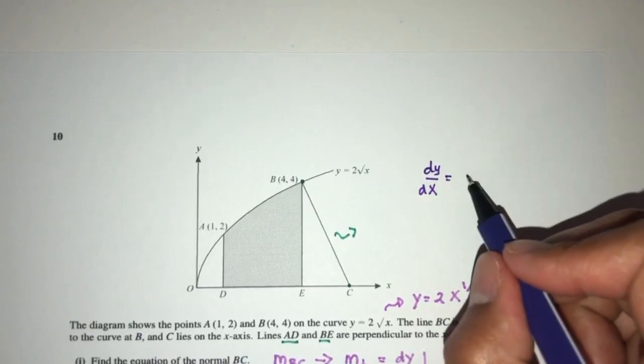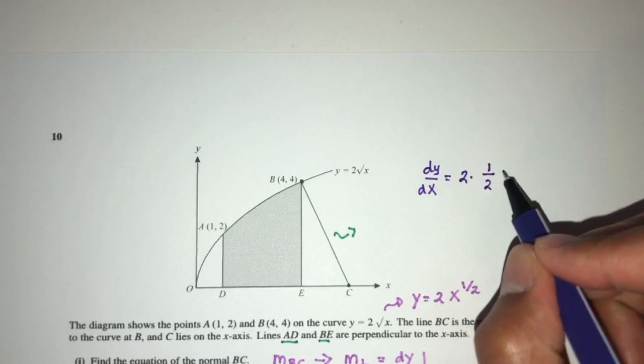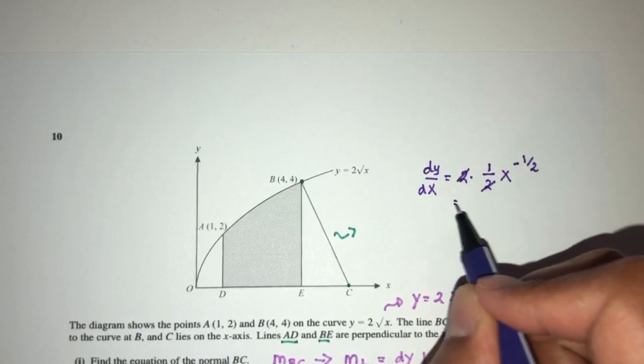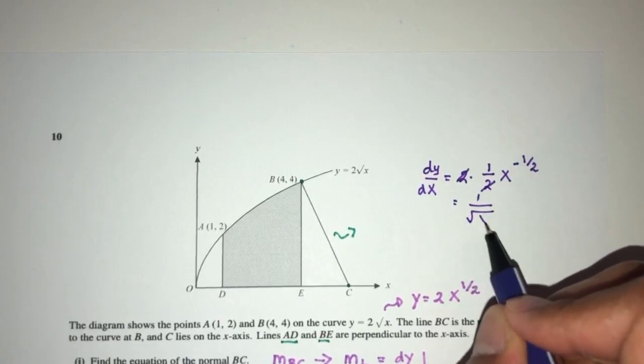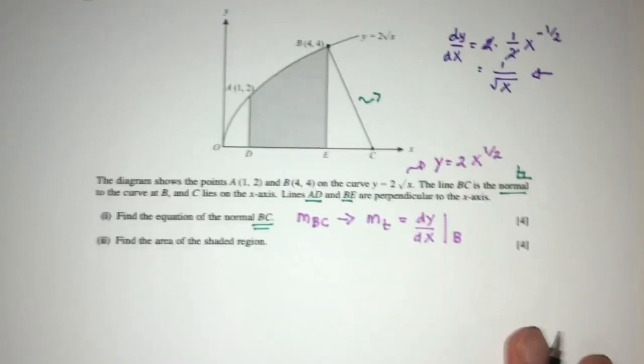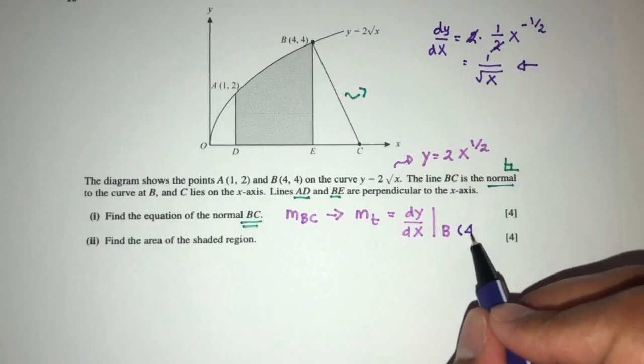2 is only a multiple, leave 2 outside. Then half, we'll have to first multiply by half, and then minus 1, that will be minus half. Cancel out, that will be 1 over root of x. So dy by dx will be this value. And then B is the point given to you, 4, 4.